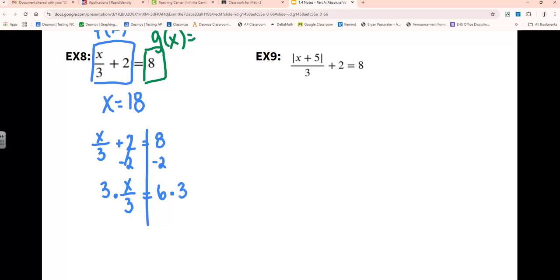What's happening when you do that is 3 is on the top. Like this is like 3 over 1. 3 divided by 3 is just 1. Those cancel out, right? And so we get x equals, what's our answer for this one, Joey? 18. And then that matches what we got.